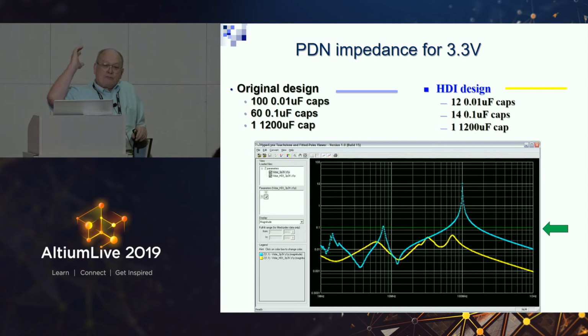So we put this thing together, and the first thing we found is that you don't want decoupling capacitors. Notice the original design has 100 0.01s. The final HD design only has 12. It had 60 0.1s, the final has 14, and we still have the 1200 microfarad. So guess what? Distributed capacitance is great, but if you're going to use it, you've got to take away the decoupling caps, because the decoupling caps kill the technology. They form resonant circuits, and you get all kinds of peaks. And so we kept taking away the decoupling caps until the thing finally worked.